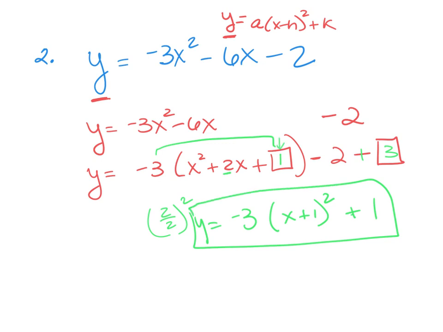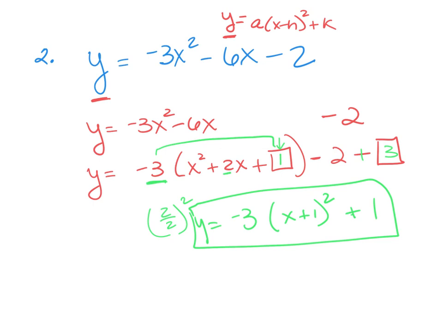So when I add 1 here, I also have a -3 out there. What I really added was -3 times 1. So I have to now do the opposite of that. -3 times 1 is -3. That's what I've added. So I have to do a +3 on the other side.